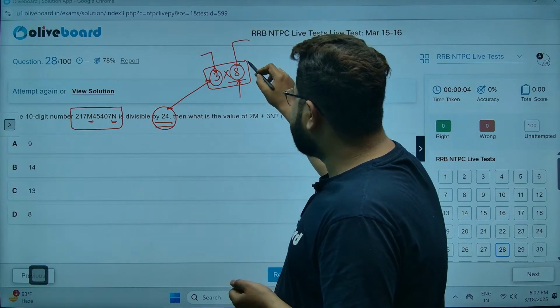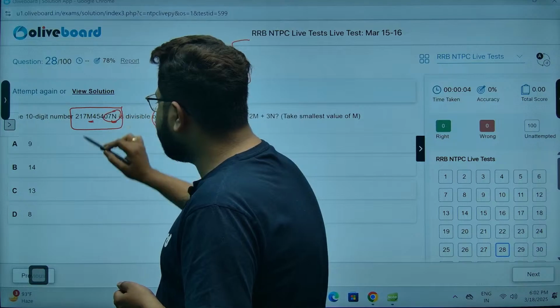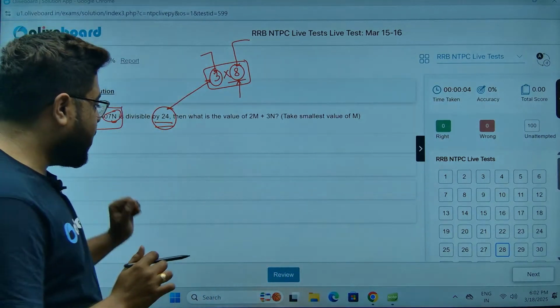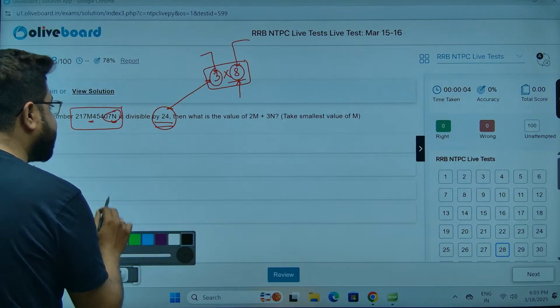Whereas if I take the divisibility rule of 8, I only need the last 3 digits. I will always start with that, everyone, because that will be easier to solve.